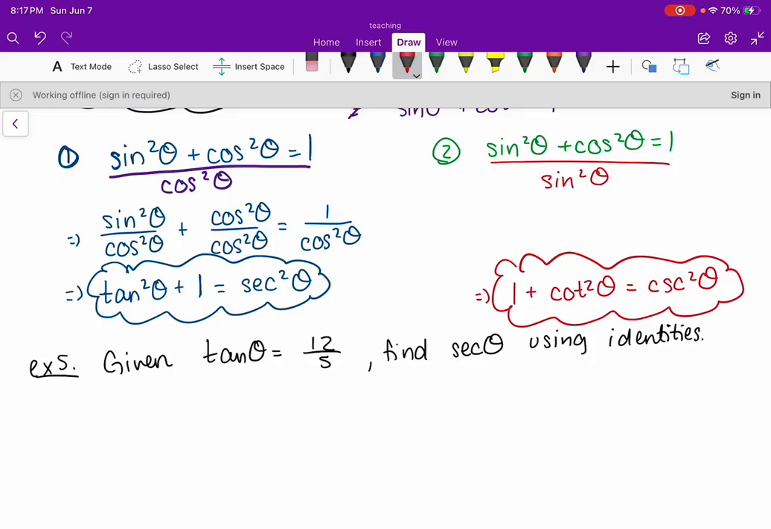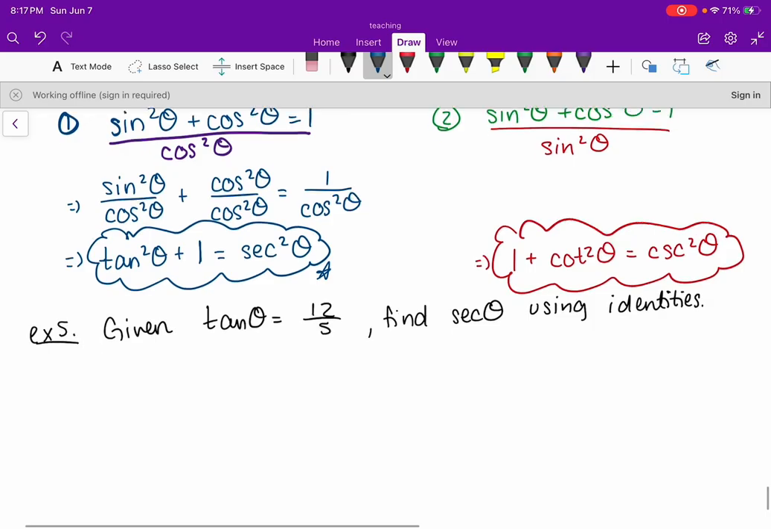Now the point of this one says using identities, so we want to make sure that we use identities here. So I'm going to need an identity that uses tangent and secant in it. And I don't want it to use anything else, trig function wise, because I want to make sure I only have one unknown. So hopefully you can see it right above what we need to use. We're going to use this one right here. So this says tangent squared theta plus 1 equals secant squared theta. So I have tangent theta, so I can plug that in and solve it for secant.